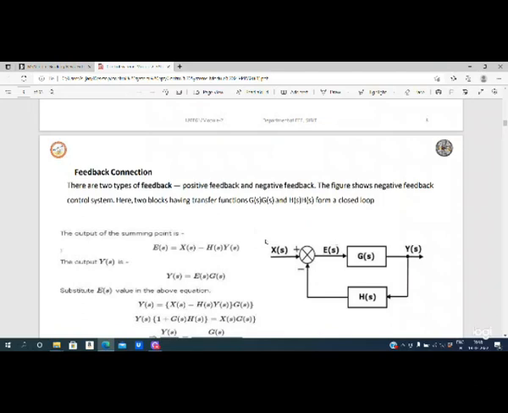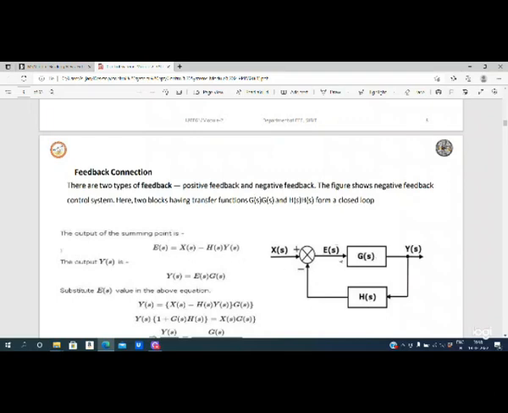Then we have one more type of connection you are going to get in the block diagram, that is the feedback connection. So there are two types of feedback: positive feedback and negative feedback. For positive feedback, at the summing point you will have a plus sign, and for negative feedback you will have the minus sign at the summing point. So this figure shows a negative feedback control system. Here two blocks have transfer functions G(s) as well as H(s).